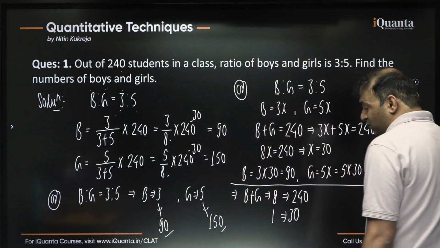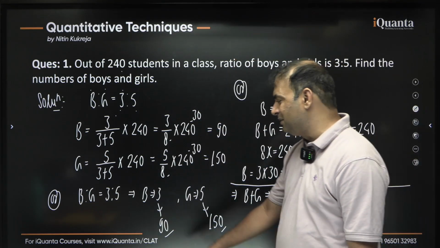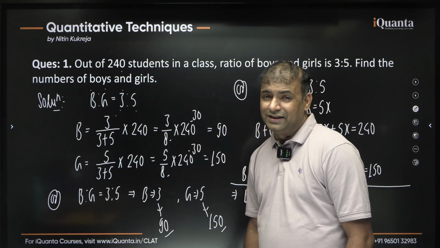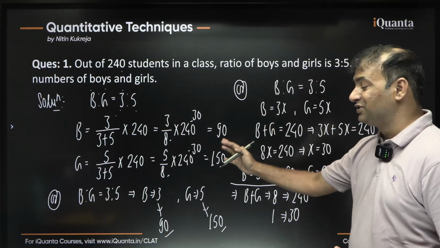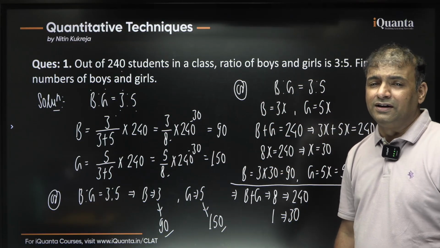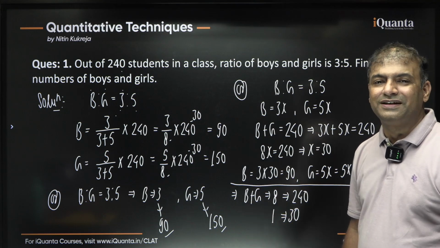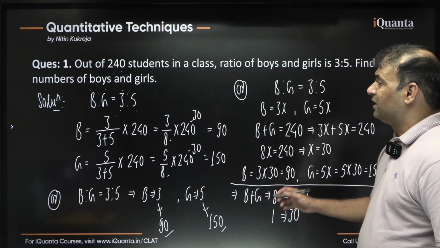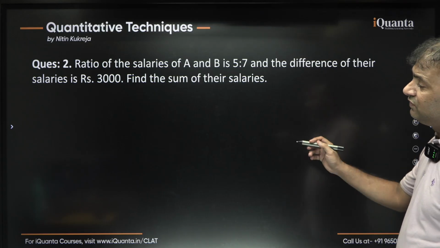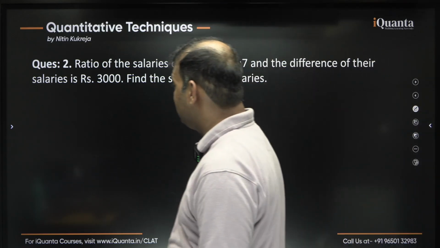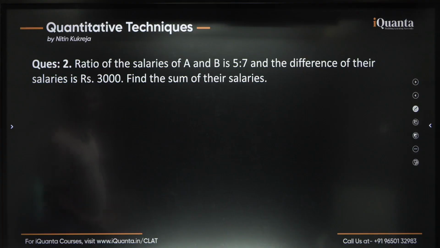Now I will be solving the next question by the help of the last method the most, and obviously we're not forgetting these two methods. We'll use these methods as well. We can use them depending on the data of the question or maybe the condition of the question, right? Okay, now let us try the second question. The second question, guys, says the ratio of the salaries of A and B is given to us as 5:7, and the difference of the salaries is given as 3,000. Now we need to find the sum of the salaries.